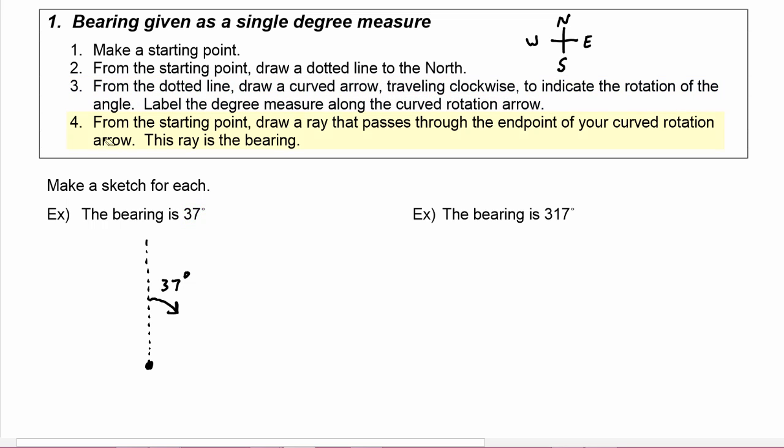Step 4 says from the starting point, draw a ray that passes through the end point of your curved rotation arrow. So here we have it. Go from the starting point through the end point of our curved arrow. This ray is the bearing. So this ray is your answer.